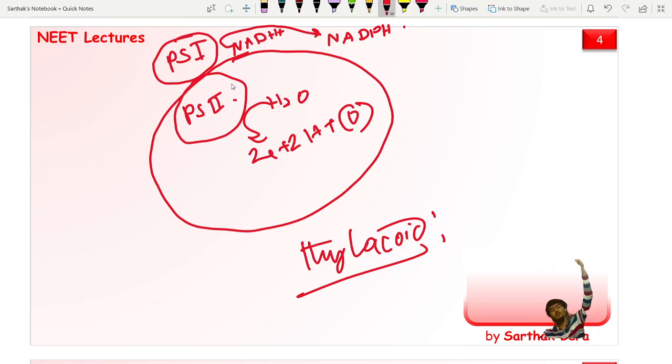This reaction is associated with photosystem 2, so it happens inside the thylakoid membrane, and this reaction is associated with photosystem 1, so it happens outside the thylakoid membrane. It is a very important concept. Remember this.